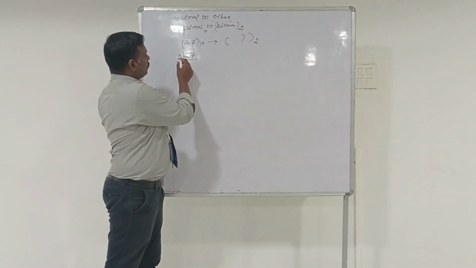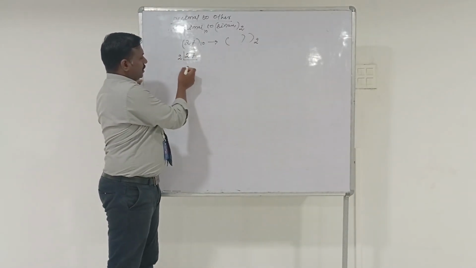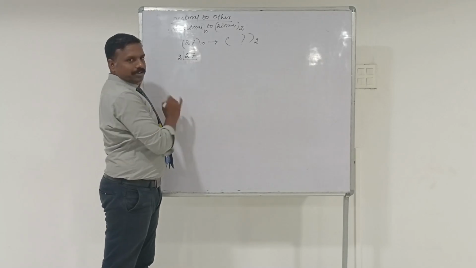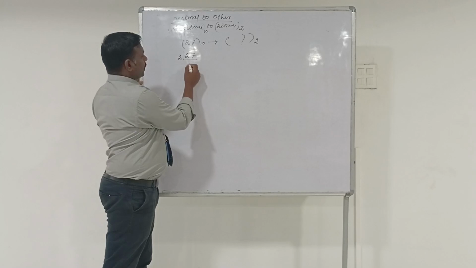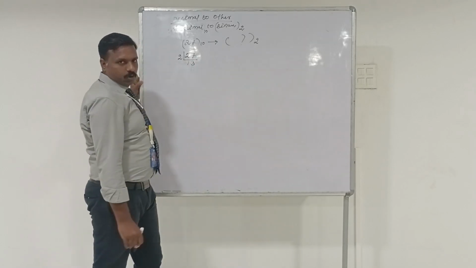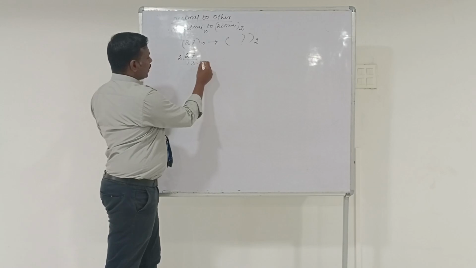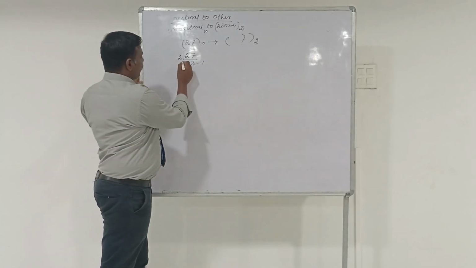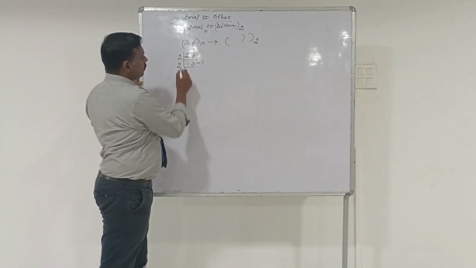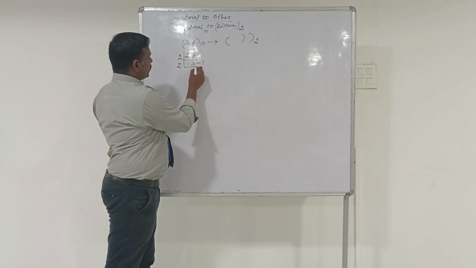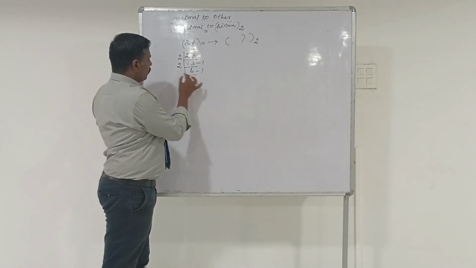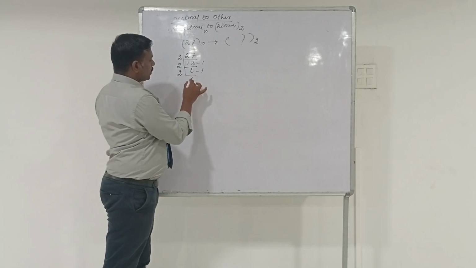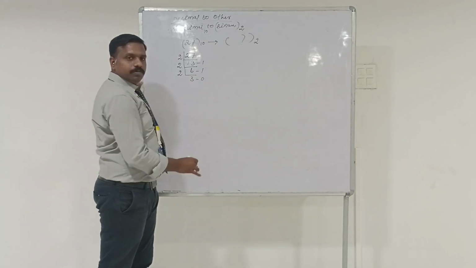Okay, suppose you have to write the quotient here and the remainder value here. So 27 divided by 2. How many times will we get? 13 is the quotient, remainder is 1. Again I am going to divide by 2. So 6 is the quotient, remainder is 1. Again I am going to divide by 2. 3 is the quotient, remainder is 0.